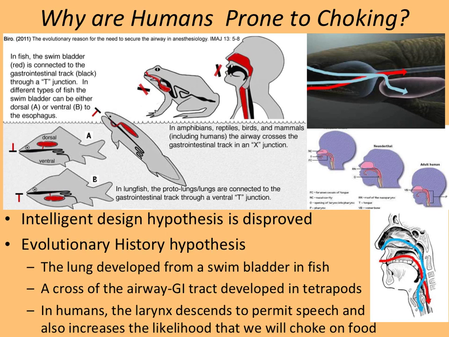And that descent allows us to make a whole bunch of other sounds. Unfortunately, it then causes the GI tract and the trachea to be right next to each other instead of somewhat farther apart. And so we can speak, but we are also more prone to choking. Not very good design, but we get a benefit out of that, namely that we can speak.